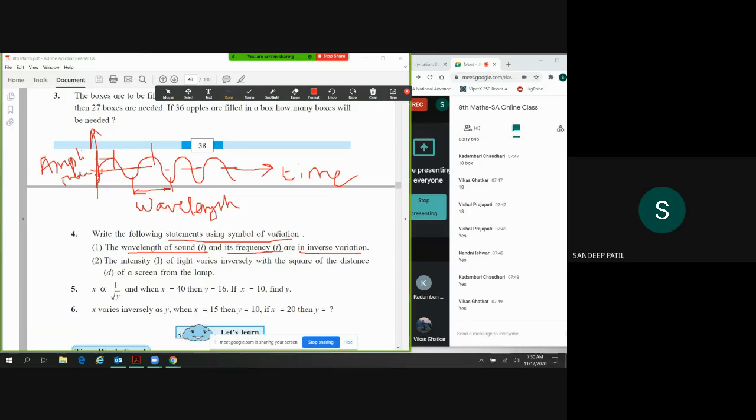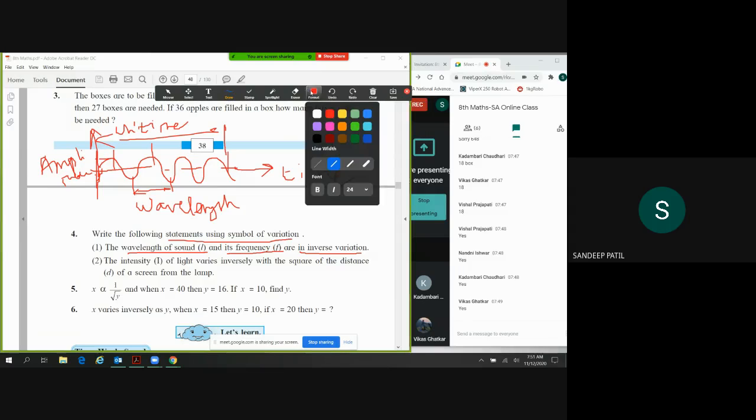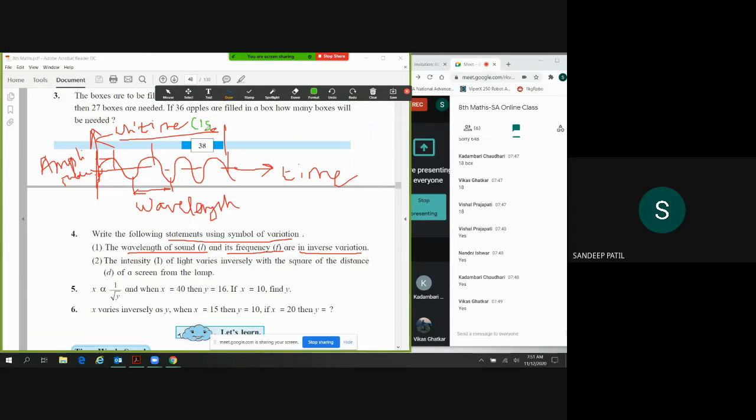And what is the frequency? Frequency is how many waves of this type occur in unit time, in a particular time. Unit time is like a second. We can take second, minute, whatever we want. So this is one unit time, and we will consider it as 1 second.